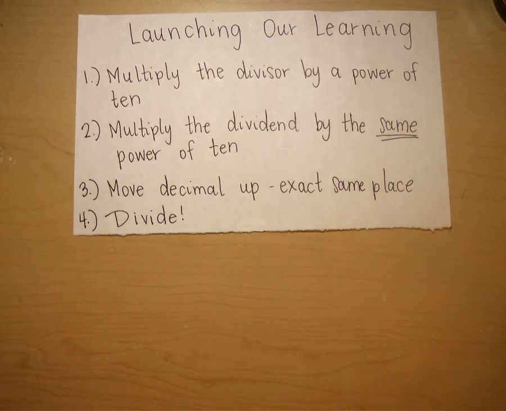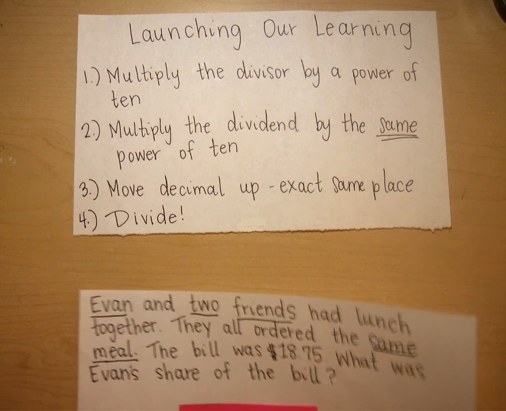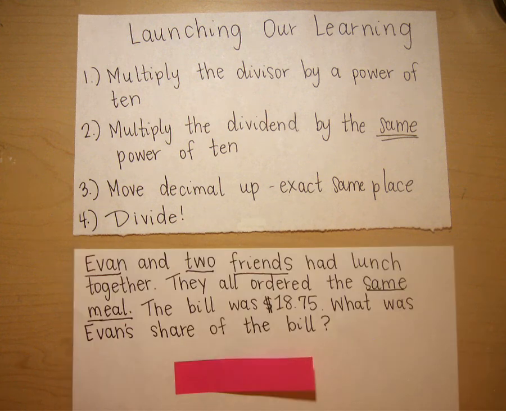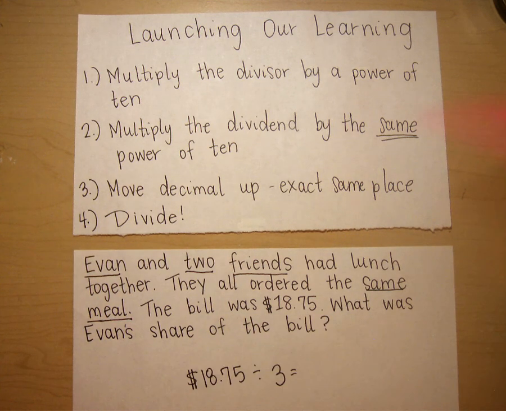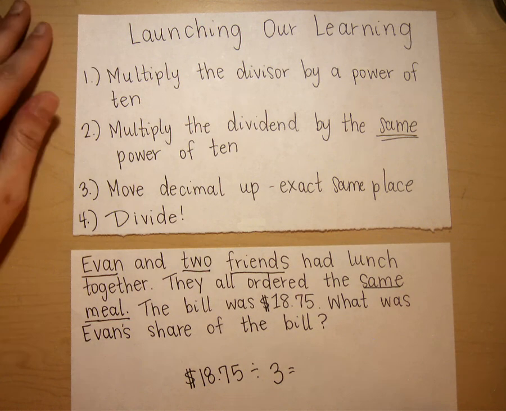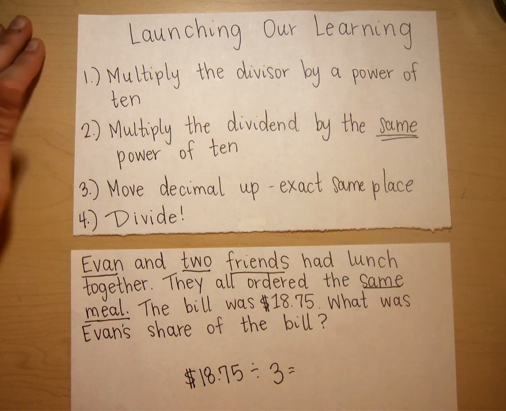So let's look at our problem today. We have Evan and 2 friends had lunch together. They all ordered the same meal. The bill was $18.75. What was Evan's share of the bill? So the equation that we are trying to solve is 18.75 divided by 3.